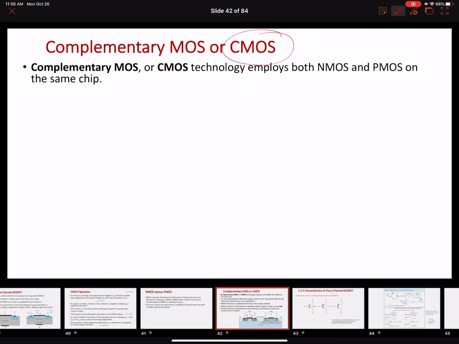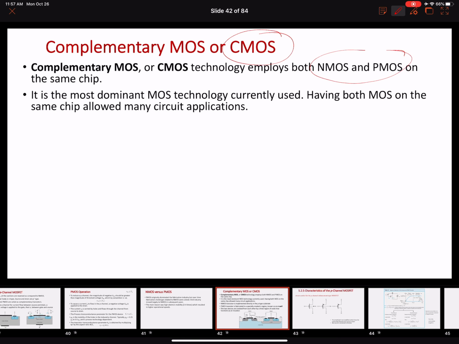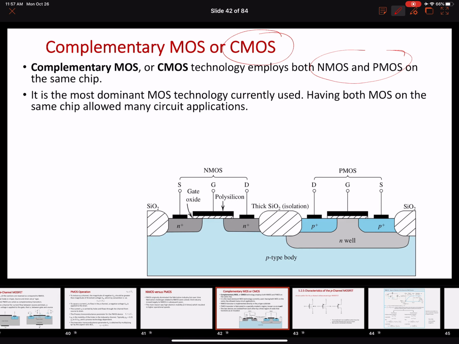Okay, so what is CMOS? CMOS is complementary MOS that will use both NMOS and the PMOS in the same chip, right? And it is the most commonly used and most dominant MOS technology currently. Okay, so this is how a PMOS looks. You do realize, even without looking at the picture, what the challenge is. The challenge is that for an NMOS, our substrate needs to be a P-type body. For a PMOS, our substrate needs to be an N-type.